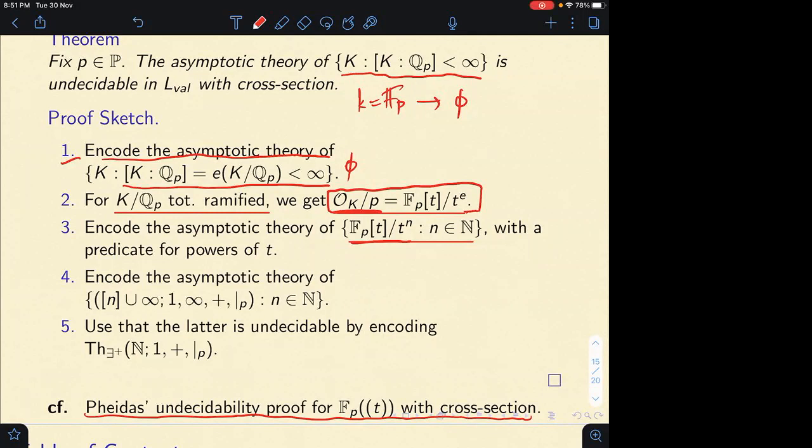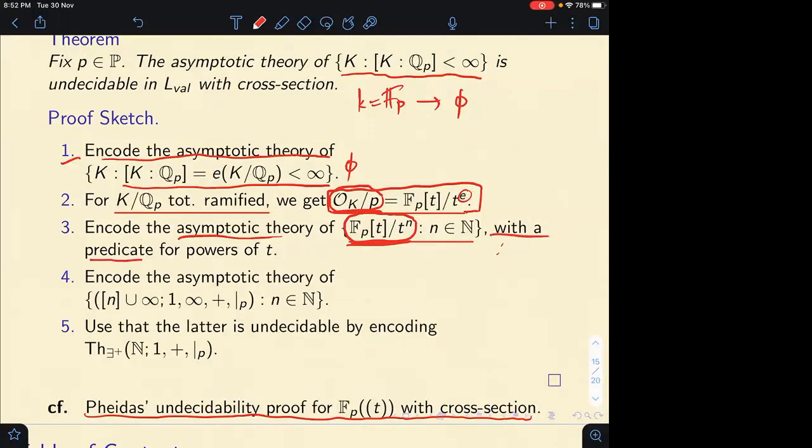But in order for this to work, you need to ensure that each of those truncated polynomial rings arises finitely many times as a residue ring modulo p. This is true because for any fixed ramification degree e, there are finitely many totally ramified p-adic extensions of degree e. So you will get only finitely many copies of each individual valuation ring. This is good enough to say that the asymptotic theory of all the residue rings modulo p is precisely the asymptotic theory of all of those truncated polynomial rings. So there's a subtlety there, which I just mentioned.